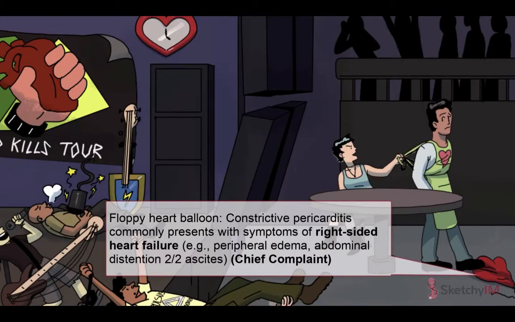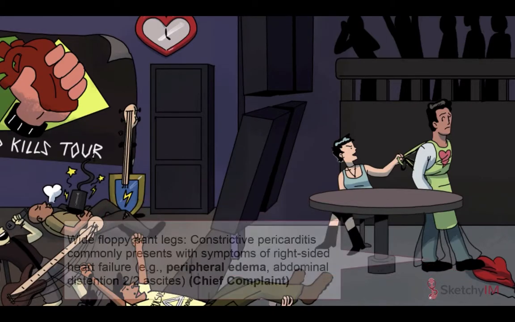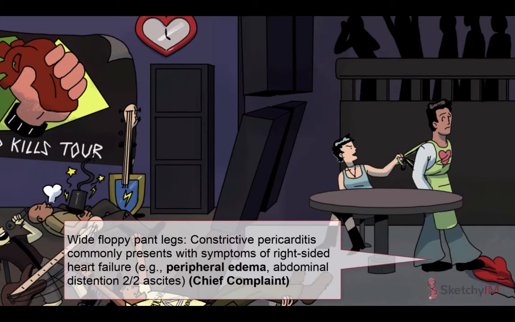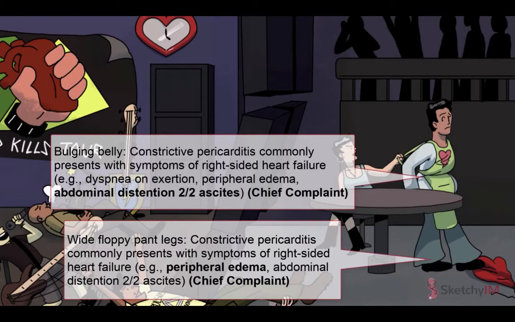See how this unfortunate waiter is stepping on the right side of our recurring sketchy floppy heart balloon? Since impaired cardiac filling is the underlying pathophysiology behind constrictive pericarditis, the symptoms experienced by the patient tend to be those of right sided heart failure. These include peripheral edema, represented by those wide, floppy pant legs, so not metal, and abdominal distension from ascites, represented by the waiter's bulging belly.